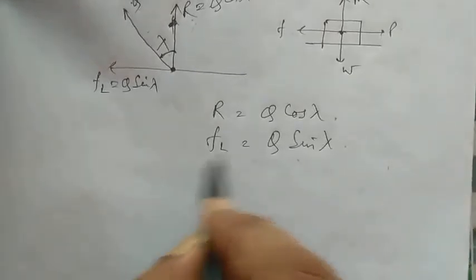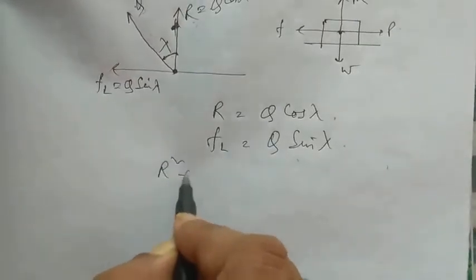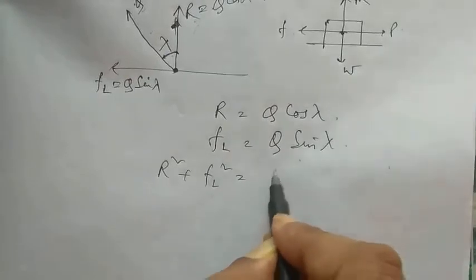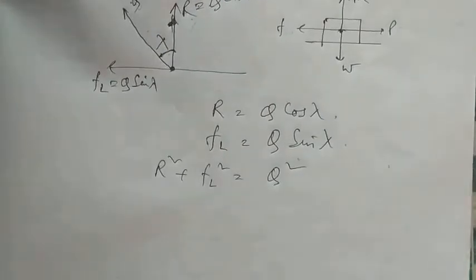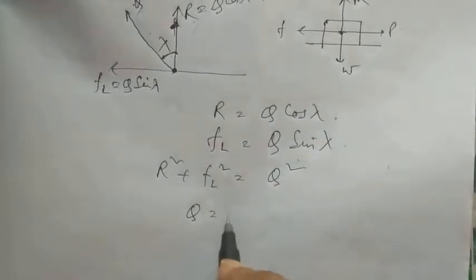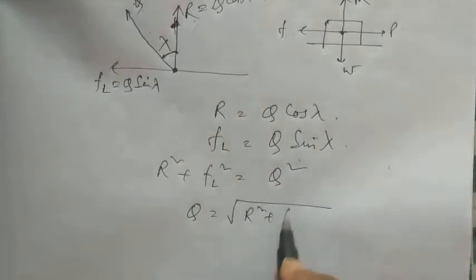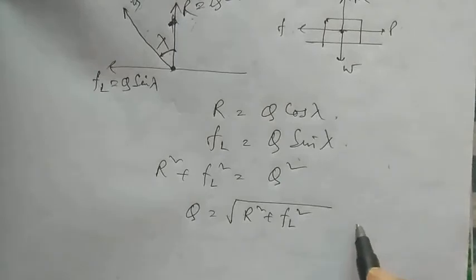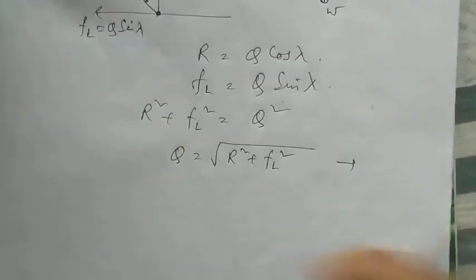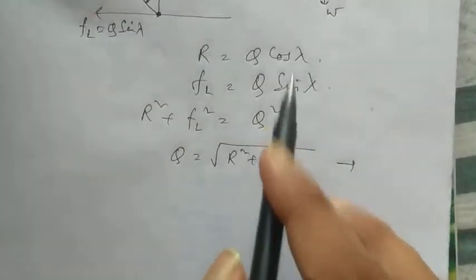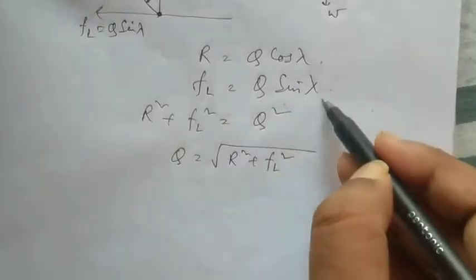We can square and add these two equations. Squaring and adding these two equations results in the value of Q square, because sin square lambda plus cos square lambda is equal to 1. So from here we get Q is equal to root over R square plus FL square. This is one output. And the second one is dividing equation 2 by 1.